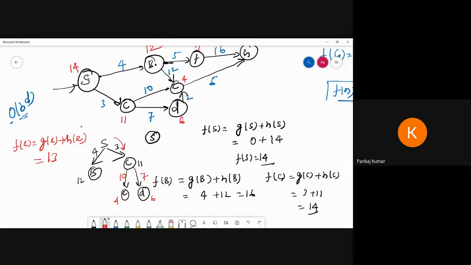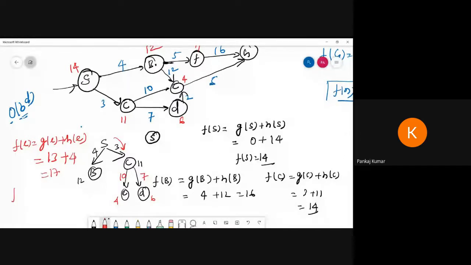No, C to E. This one is wrong, I made a mistake. C to E is 10. Yes, okay, correct. C to E is 10, 10 plus 3, 13, plus what is the heuristic value h of E? 4. So I can get 17.